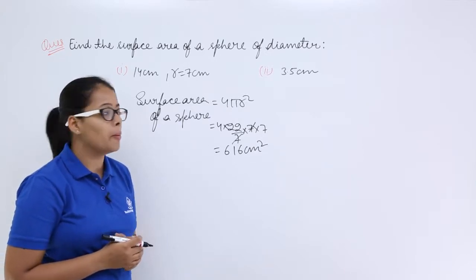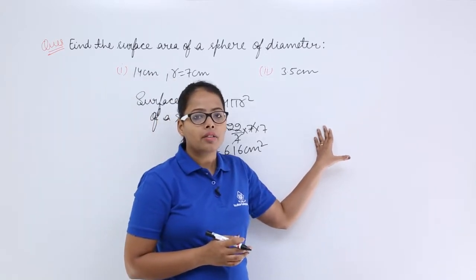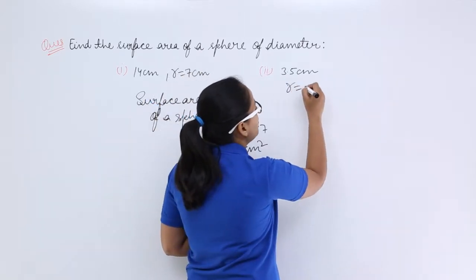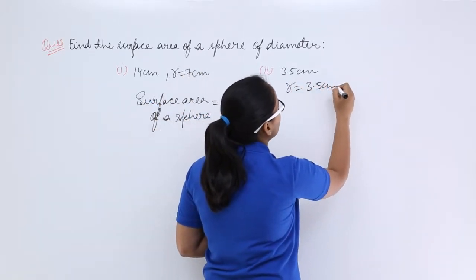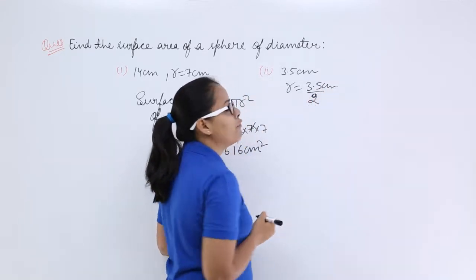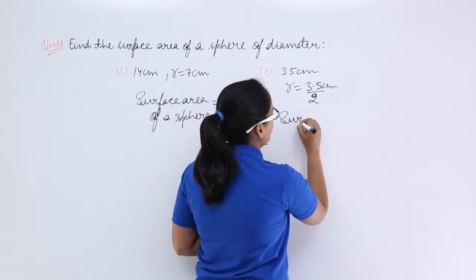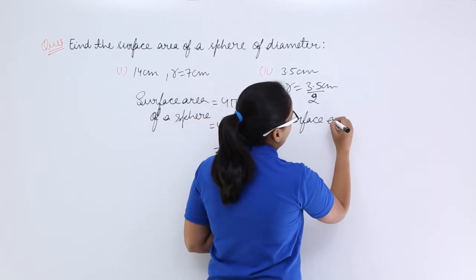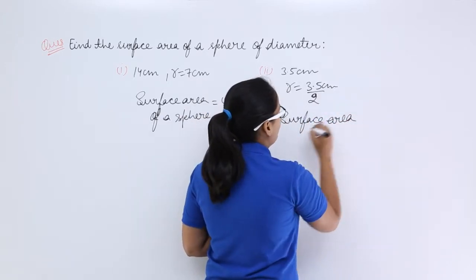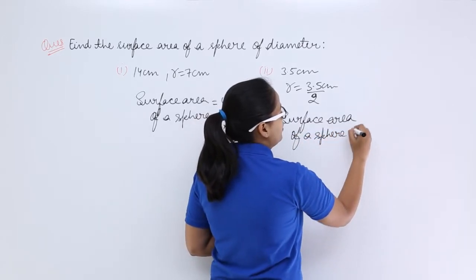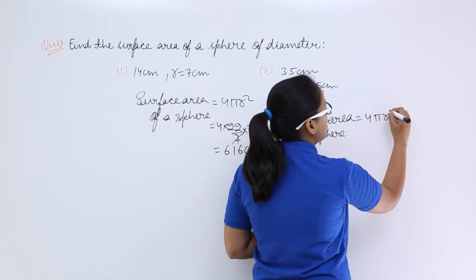area of this sphere. But in this second part, where the diameter is 3.5 centimeter, radius will be half of this, which means it will be 3.5 divided by 2. Now let's apply the formula for surface area. Surface area of a sphere, and you know that this is 4 pi r square.